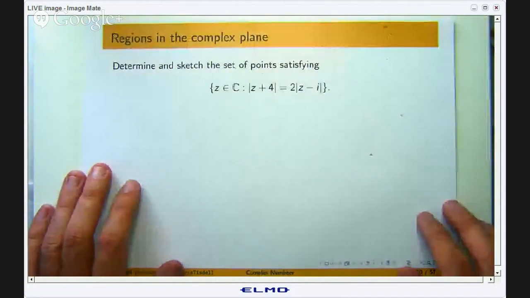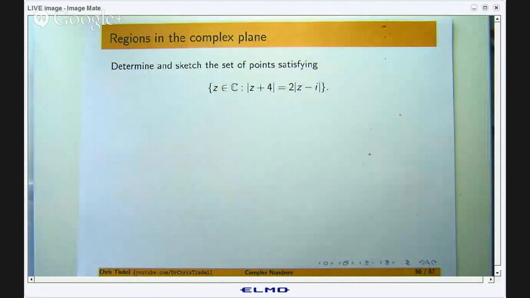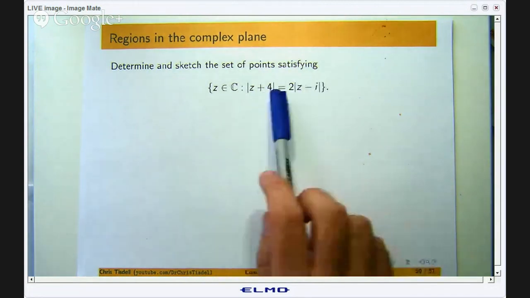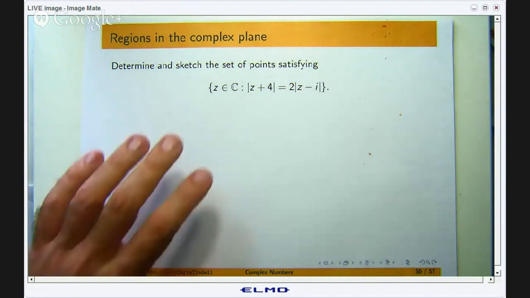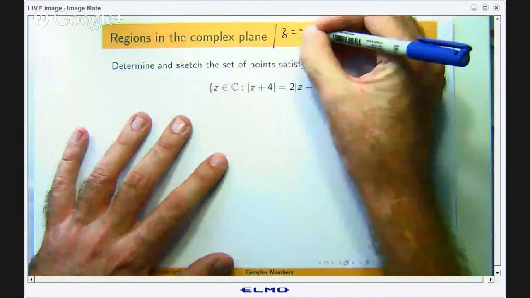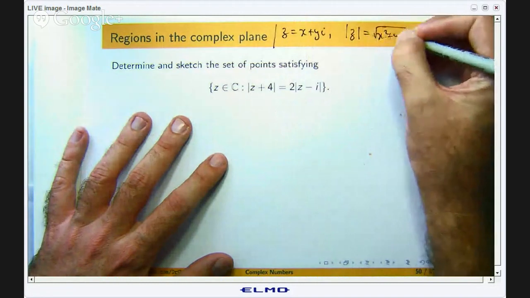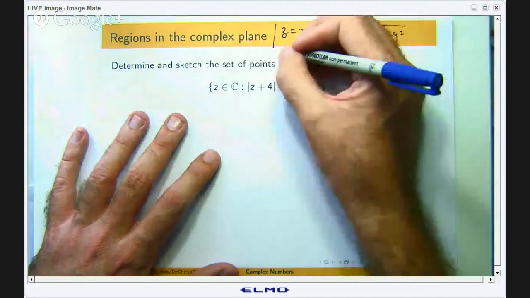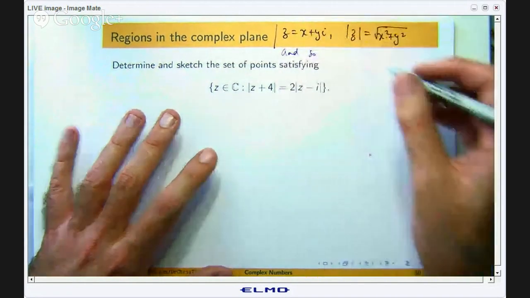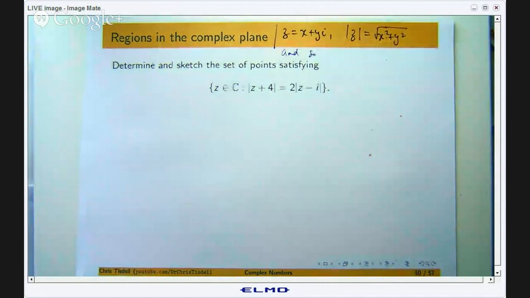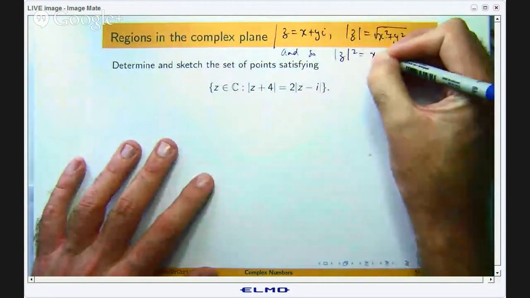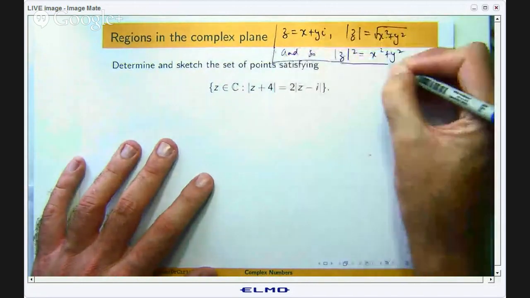But let's do a problem. Here we're asked to determine and sketch the set of points in the complex plane satisfying this. Just to recap, for z equals x plus yi, we have the modulus is this. Let me just see if I can fix the focus on this for a second. Okay, there we go. And so the square of the modulus is just x squared plus y squared.